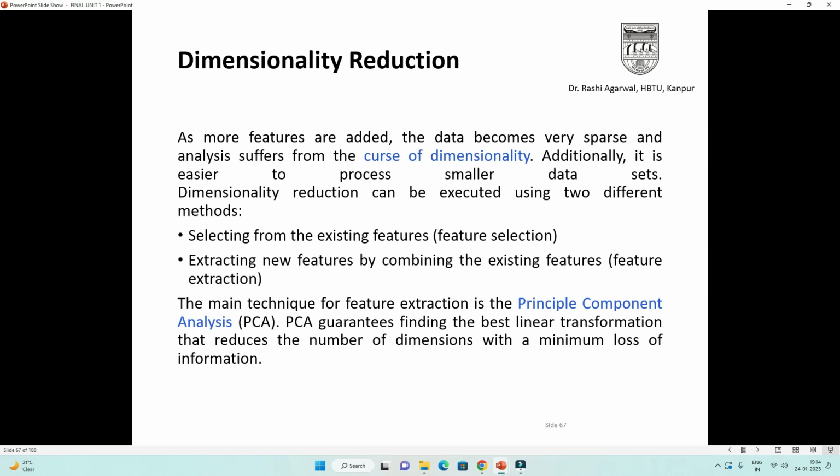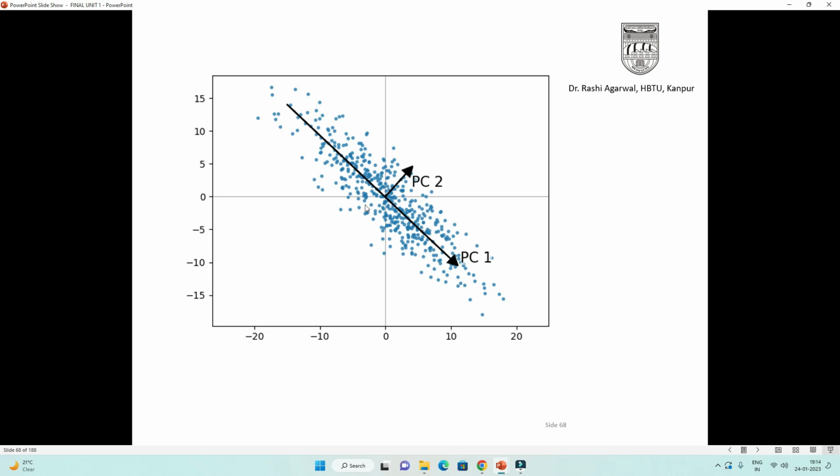PCA guarantees finding the best linear transformation that reduces the number of dimensions with minimum loss of information. So if I have two components, PC1 and PC2, and they are orthogonal in nature, you can see that PC1 has a lot more variation than PC2. So I could ignore PC2 completely and just rely on PC1 for further investigation in my modeling. So here I am able to reduce the number of features and go with just PC1. That's the whole idea of unsupervised learning.